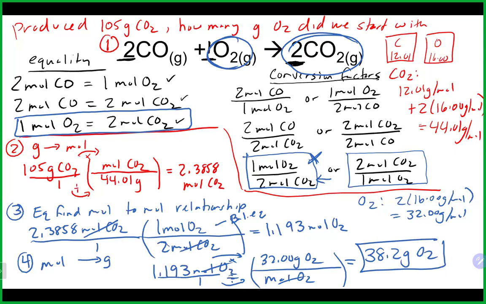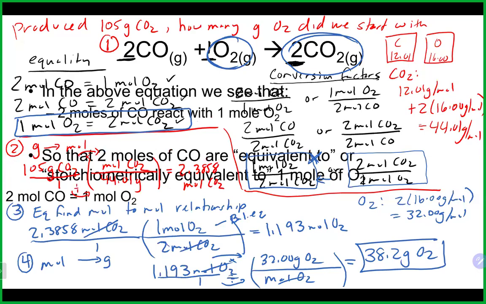So what this means is in this problem, if I had produced 105 grams of CO2, in order to produce that 105 grams, I would have had to put in about 38.2 grams of oxygen to get out basically 105 grams of that product. Any questions on any of that there? All right, so I did one, so I think you should try one maybe.